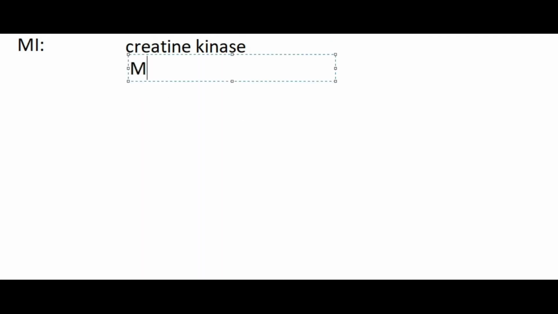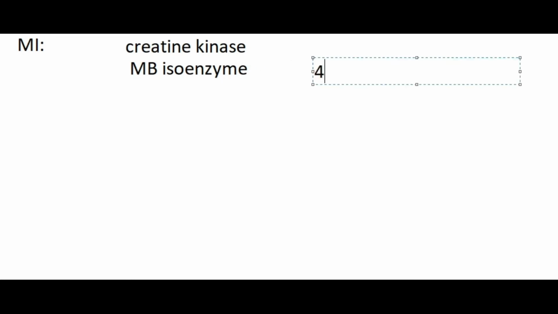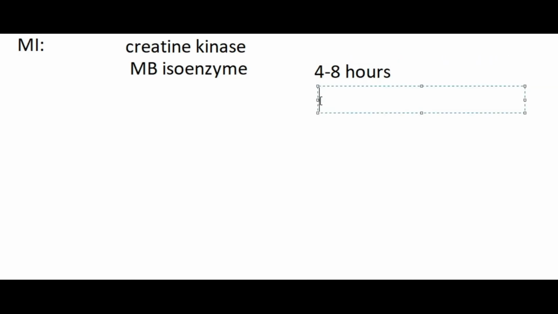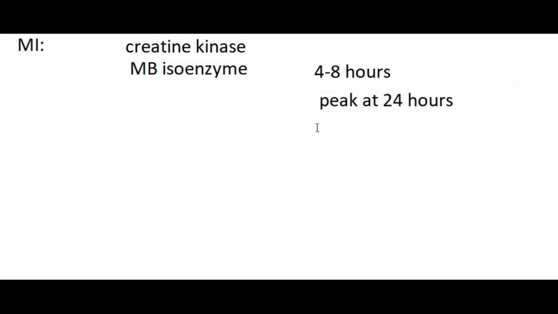Moving on to myocardial infarction, which is heart attack. So plasma levels of the enzyme creatine kinase are commonly determined in the diagnosis of myocardial infarction. Now, in my previous video, I mentioned that creatine kinase has 3 different isozymes, and the main isoenzyme responsible for the myocardial tissue is the MB isoenzyme. So it appears 4 to 8 hours after the onset of the chest pain, reaches a peak at 24 hours, and then returns to the normal value or baseline after 48 to 72 hours.